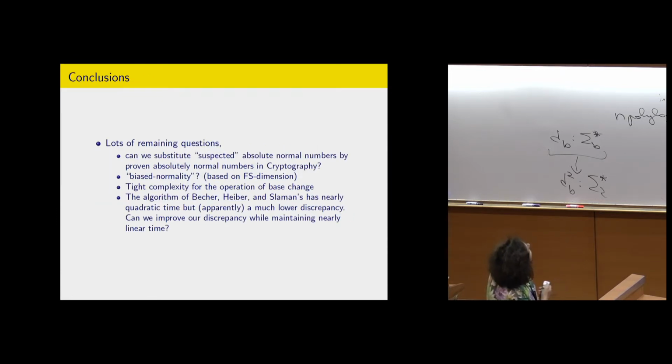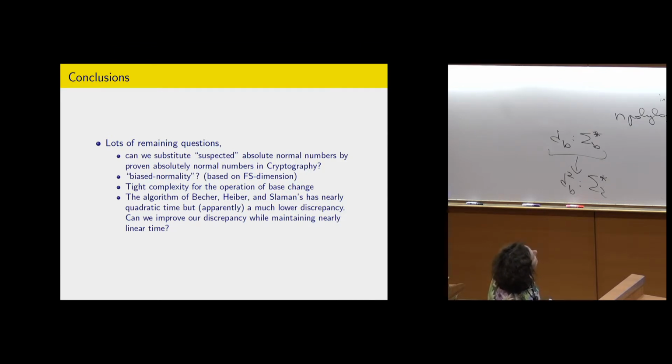Let me tell you a bit more corresponding to absolute normality before going to other people's work. I explained to you that crypto people tend to regard pi and the square root of 2 as randomness sources because they think they are absolutely normal. So can we substitute these numbers by our computed absolutely normal numbers?